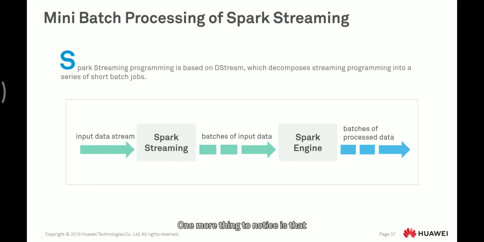One more thing to notice is that Spark Streaming provides a high-level abstraction called discretized stream, or DStream, which represents a continuous stream of data. These streams can be created either from input data streams from sources such as Kafka and Flume, or by applying high-level operations on other DStreams. Internally, a DStream is represented as a sequence of RDDs.